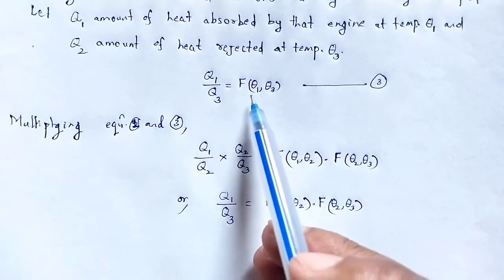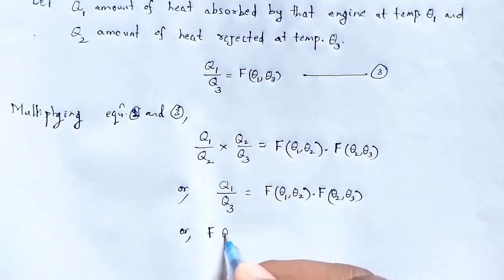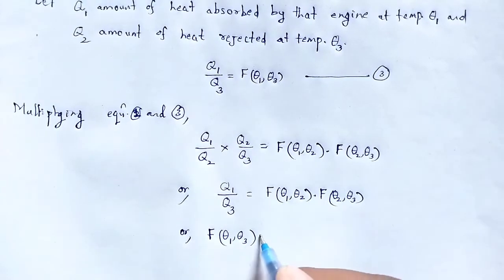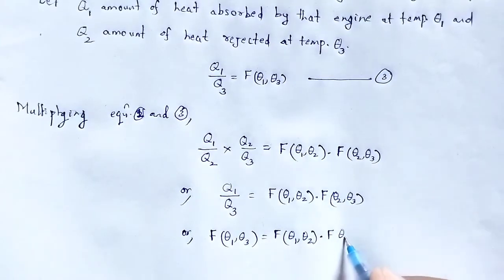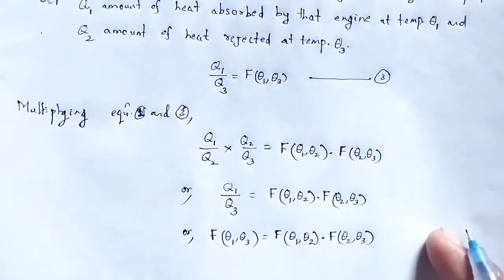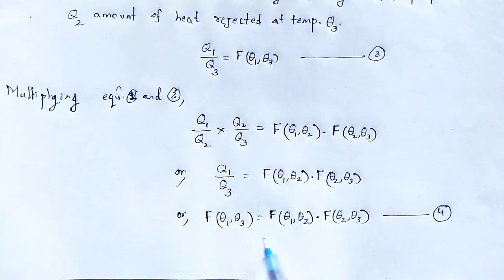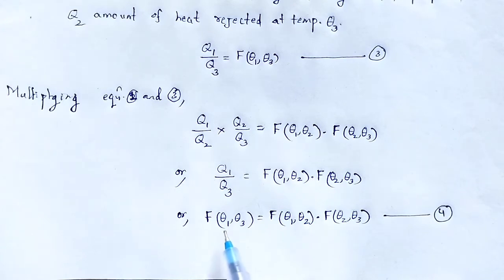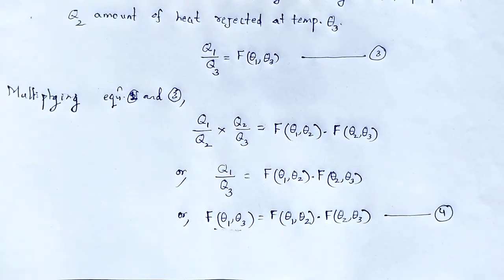Here q1 by q3 is a function of theta 1 and theta 3, so I write that function of theta 1 and theta 3 is equal to function of theta 1 theta 2 into function of theta 2 theta 3, that is equation number 4. Look at that equation. The LHS of that equation does not contain the term theta 2, and hence it is possible only if the function can be written in another form.